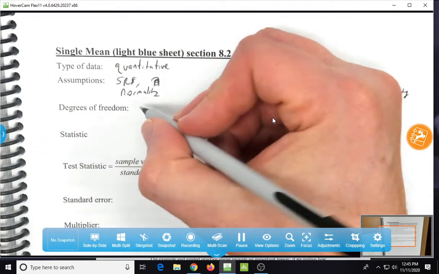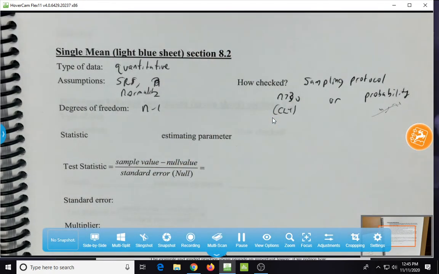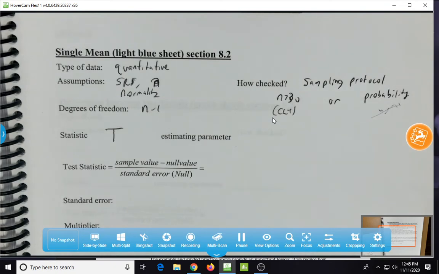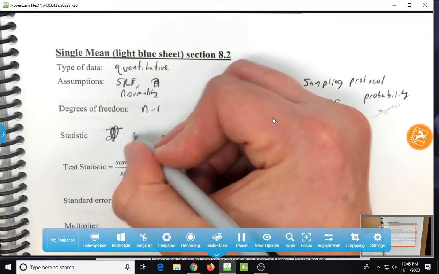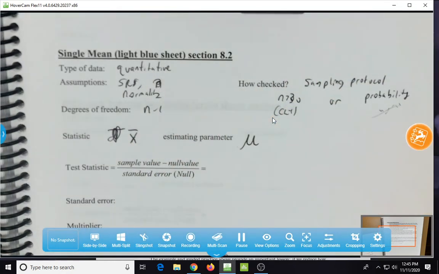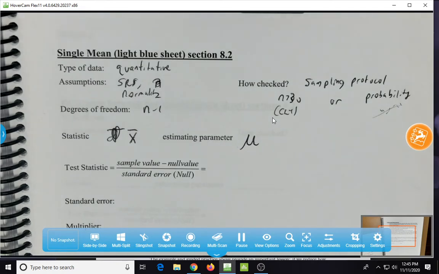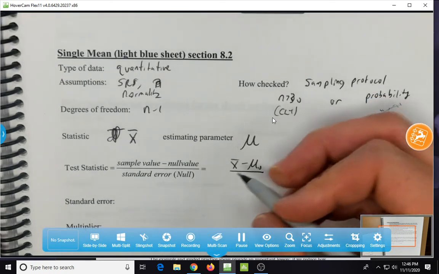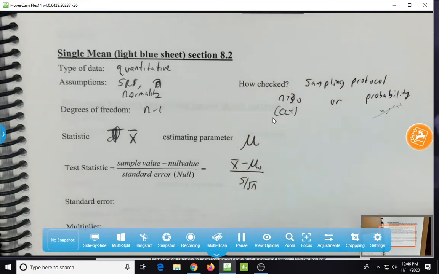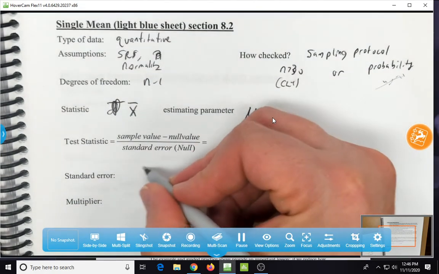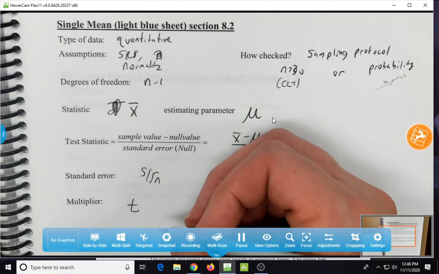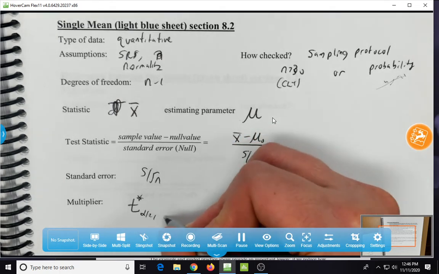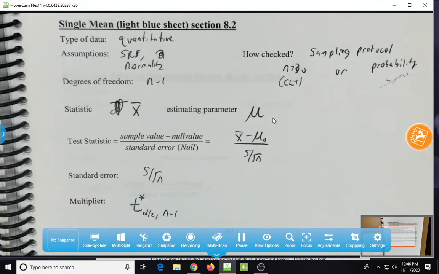The degrees of freedom is n minus 1. Our statistic is t. Our estimating parameter, our statistic, is x bar, and we're estimating mu. So our test statistic is x bar minus mu naught over s over the square root of n. The standard error is s over the square root of n, and our multiplier is t star, maybe alpha over 2, n minus 1, depending on which way you're going.